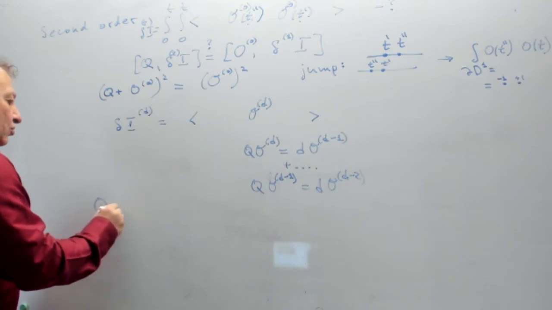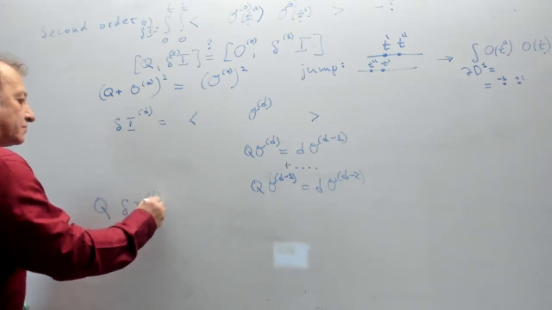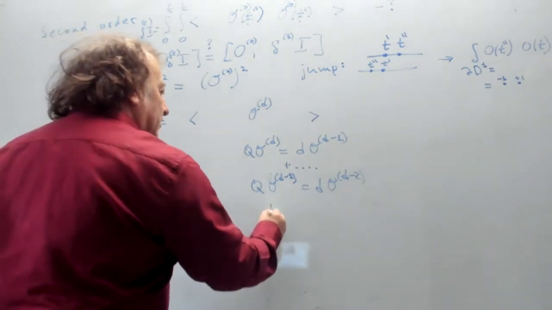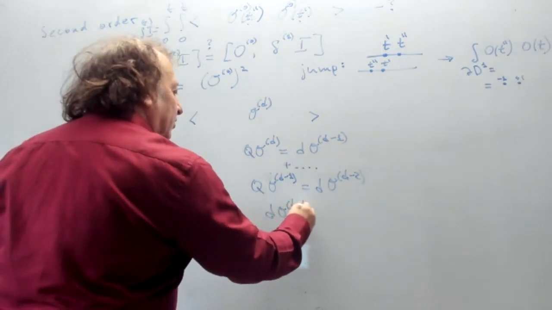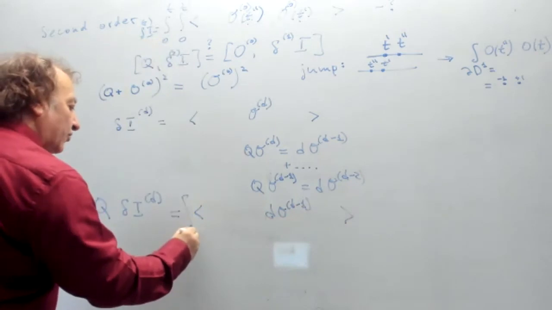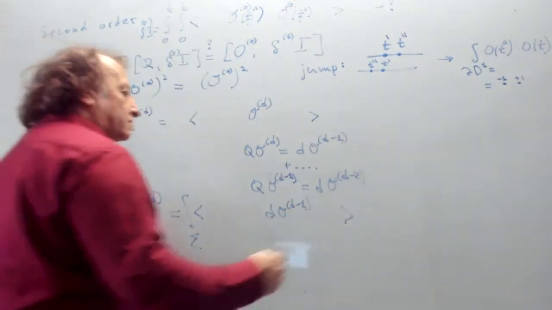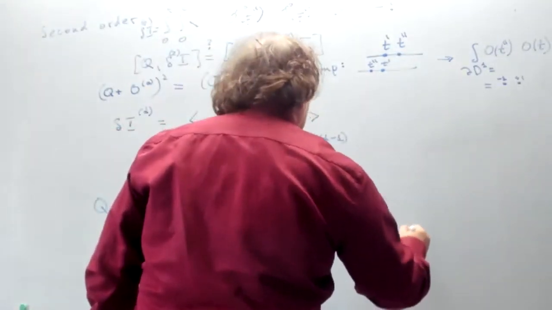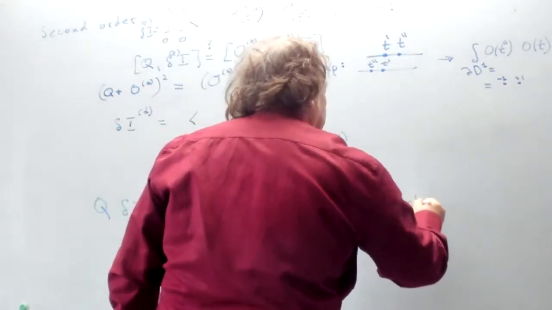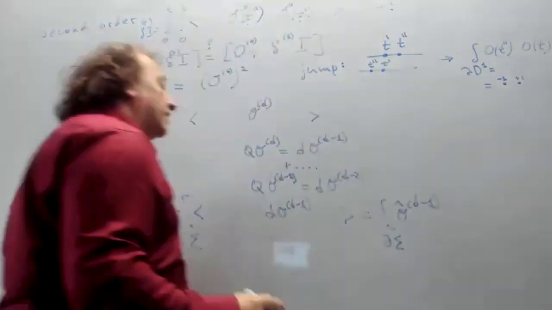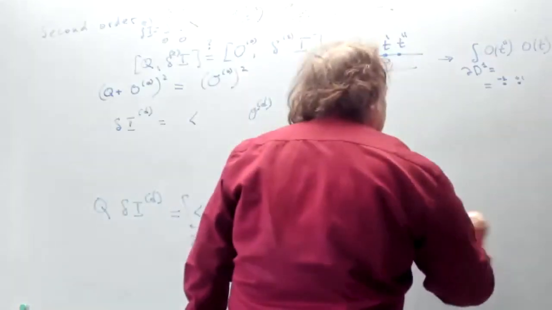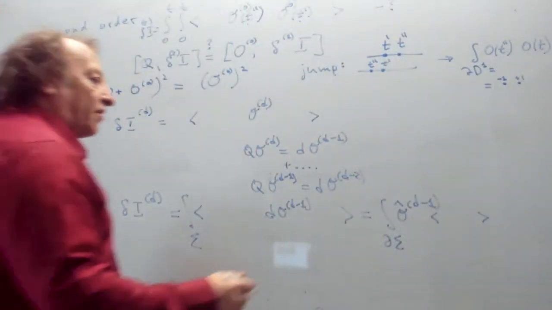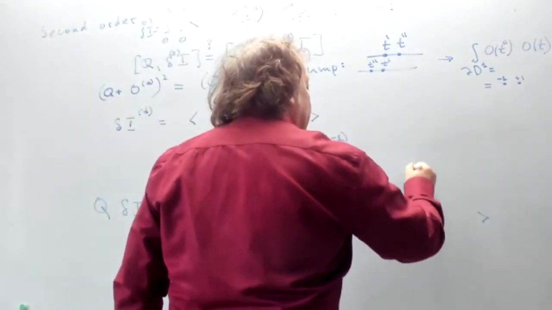You apply Q to delta I d. Once again, you have d of O d minus 1, and you integrate it over sigma. And here you get something normal: the integral over the boundary of sigma of O d minus 1, as an operator acting on the boundary. So here everything is as before. This thing is called a current.